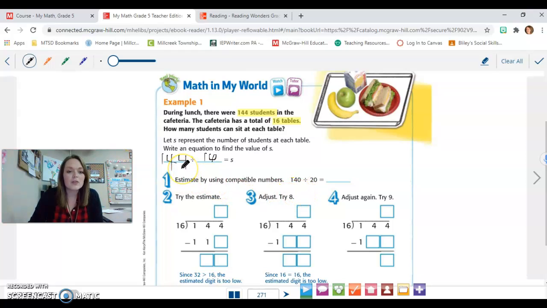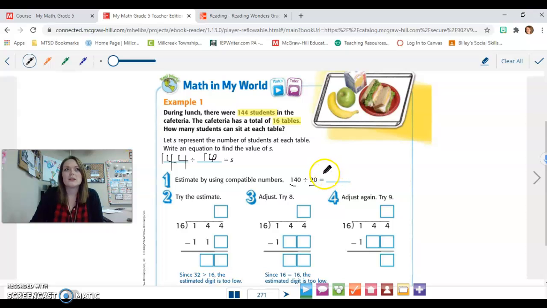So we're going to take 144. Is it closer to 140 or 150? 140. Is 16 closer to 10 or 20? 20. So we're going to take 140 divided by 20. Now this is just giving us a starting point where we're going to start dividing to help us solve the problem. So we have 140 divided by 20. We have 14 divided by 2.